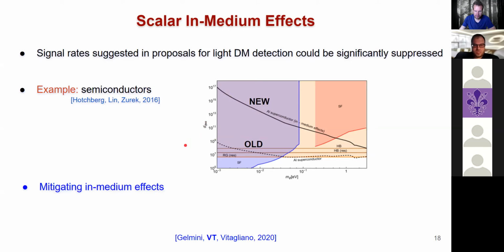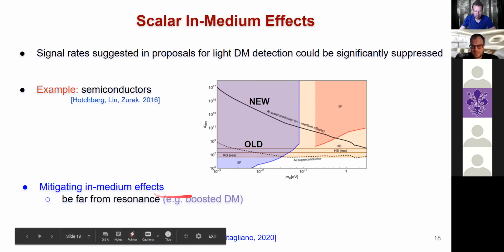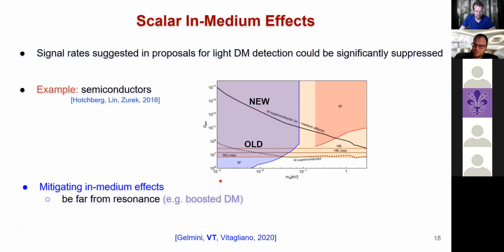Now, what are some ways you can mitigate these effects? Well, first, you stay far away from the resonance, so then you just do not have to deal with them. While dark matter is moving very slowly, if it's moving very fast, then you will be far away from resonance. And this is the case of boosted dark matter. Again, people have revisited boosted dark matter in the case of the XENON1T excess, and I know there are some experts in the audience who wrote some very nice papers related to it.